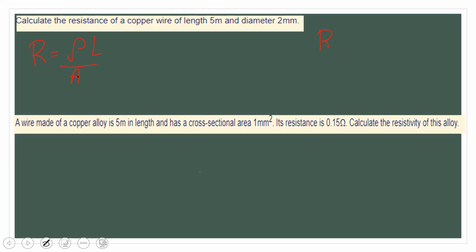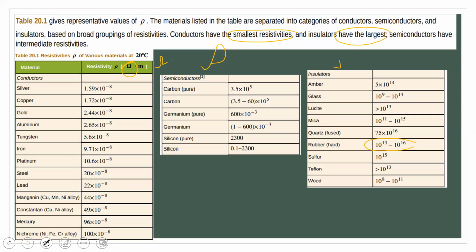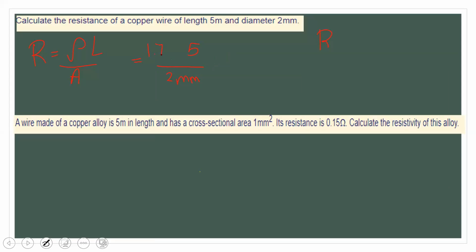Calculate the resistance of a copper wire of length 5 meter. So the length is 5 meter and the diameter is 2 millimeter. This is a copper wire, so what does it mean? I need to find its resistivity from where? Come back here. Where's the copper? It's 1.72 times 10 to the power negative 8 from the table. This is the resistivity, times the length in meter, and the diameter here is 2 millimeter.